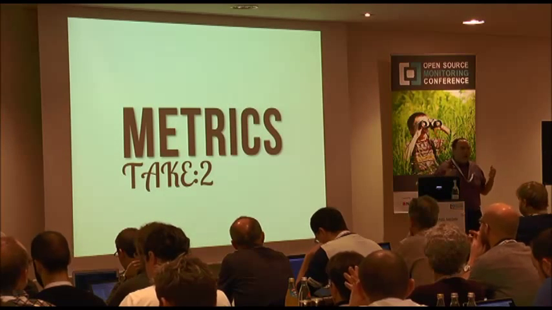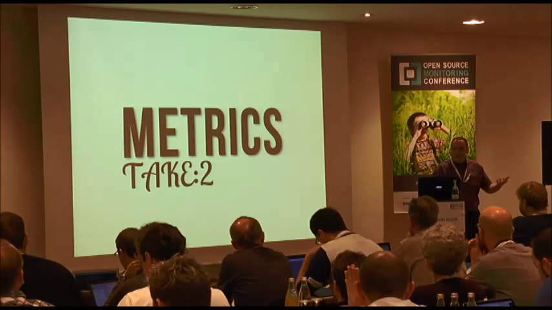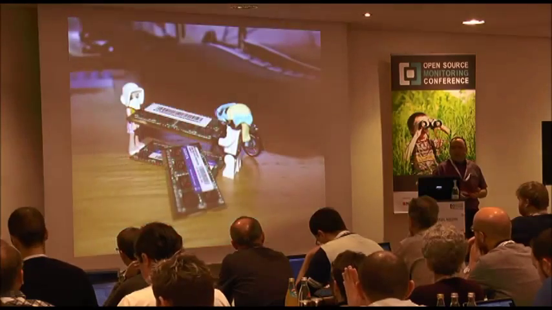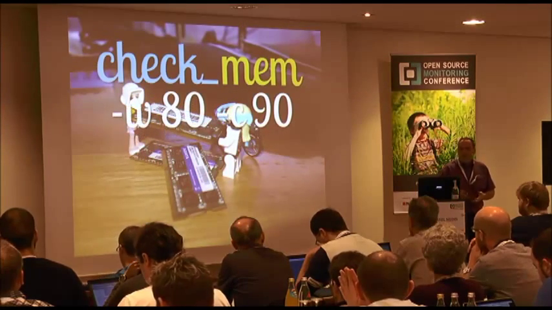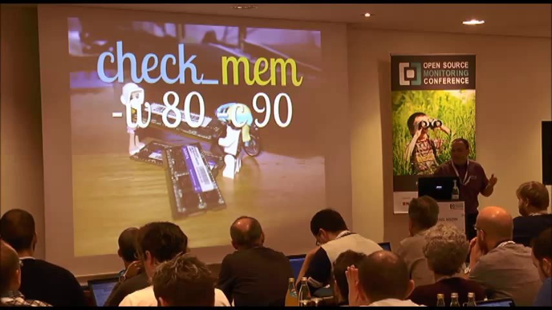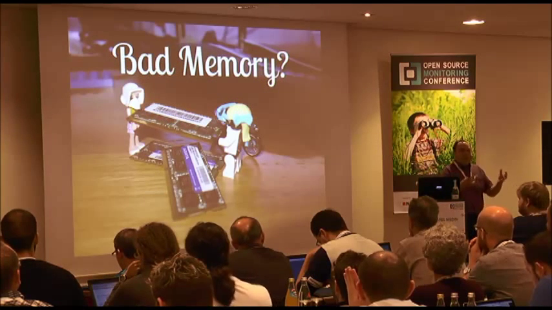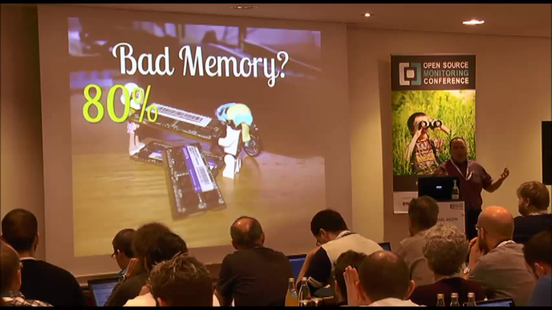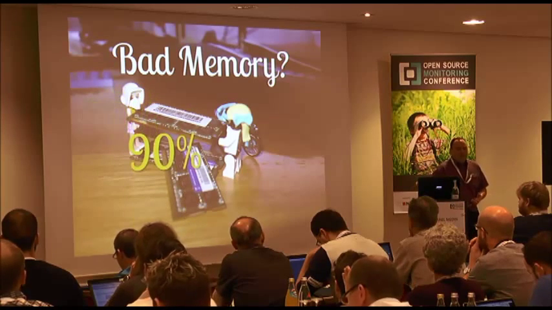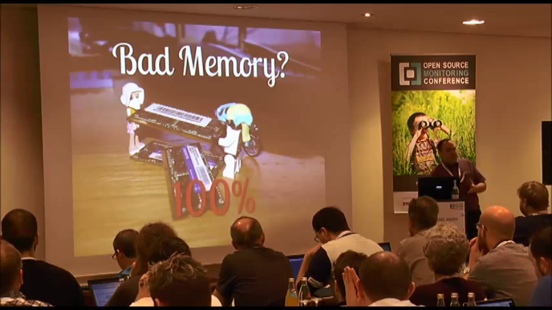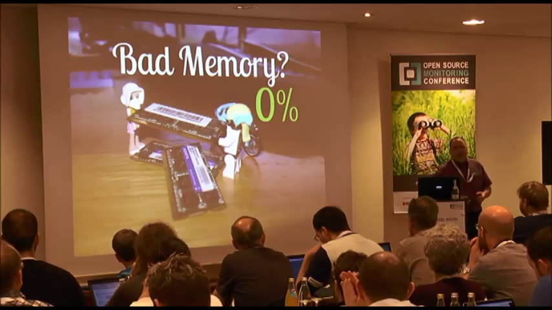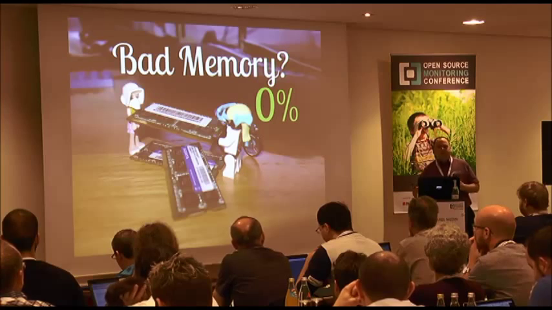So let's look at other metrics, because check CPU is all the rage, right? But then we have something like check memory, which I don't really know if you have percentage bounds on it. I, quite honestly, haven't used it. But the question here is, what is bad memory? I mean, is 80% bad? Or 90%? Or is it 100%? Or maybe, to do the control question, 0%?